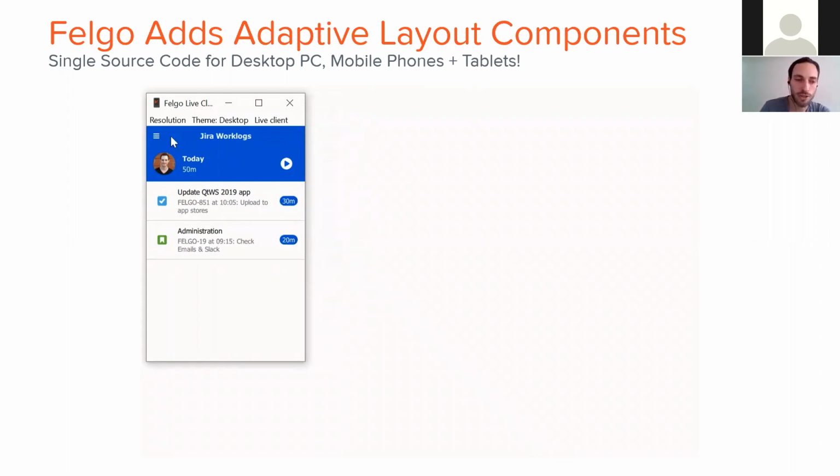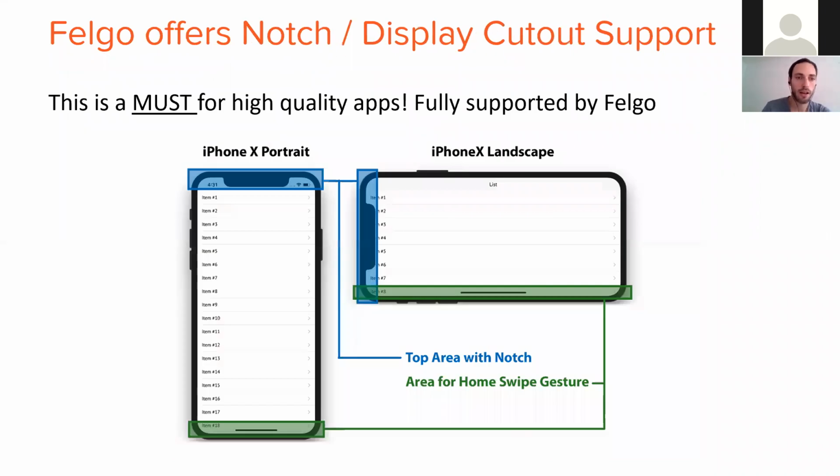Another major feature that is really important for higher quality Qt applications is support of the notch, also called an Android display cutout. Qt doesn't have this support built in, so you would need to do native calls to iOS and Android to get the height of the notch and also of the home swipe gesture, and do all of this manually, to make sure that nothing overlaps the unsafe area of the screen, and that your application does not overlap any of the native screen navigations.